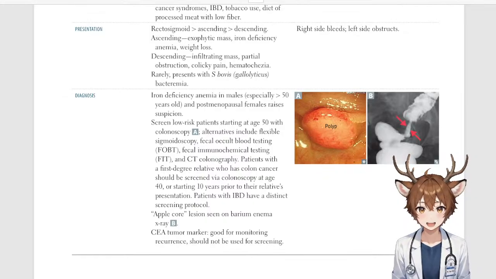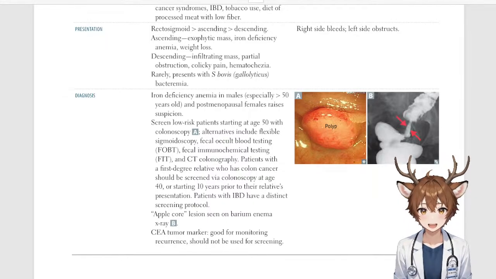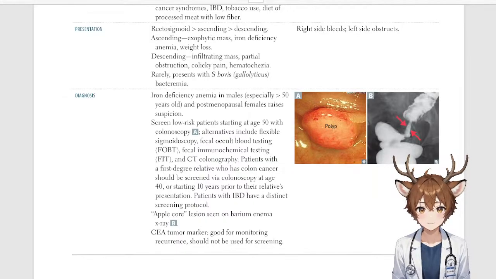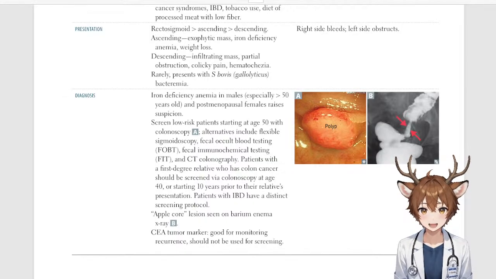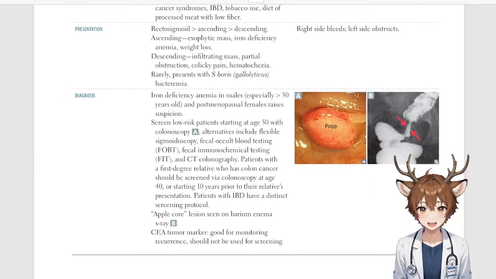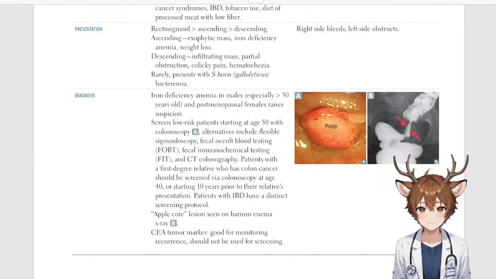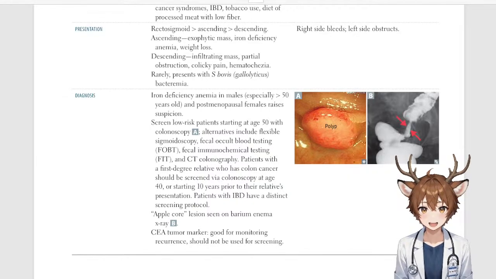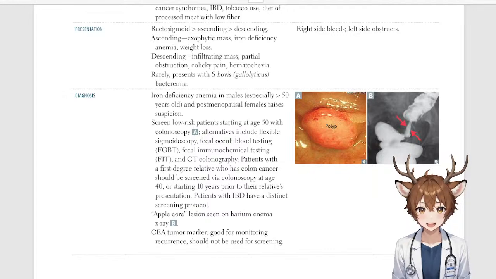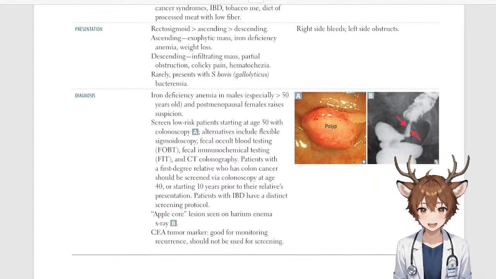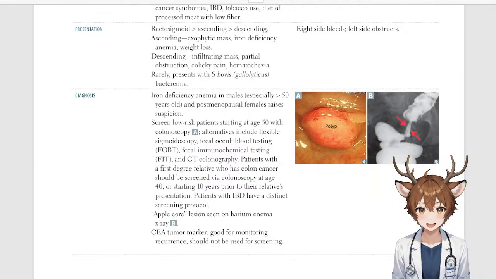Apple core lesion seen on barium enema X-ray, which is shown in picture B. CEA tumor marker, good for monitoring recurrence, should not be used for screening. So CEA tumor marker can be used for recurrence, but not for initial screening. And the apple core thing you're talking about there is like the core center part of the apple, and you can see it's kind of widened on both top and bottom. So that's the idea behind that.